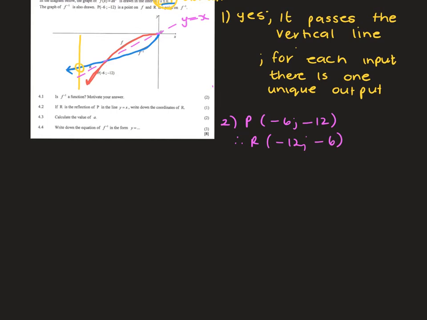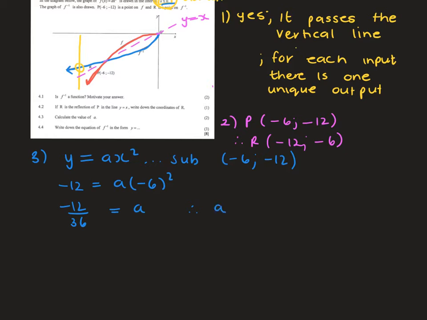Question 3 says calculate the value of a. We were given y is equal to ax squared. You obviously want to sub in a point that's on the parabola. So we're going to sub in that point P, (-6; -12). So -12 will be a times (-6) squared. That will become -12 divided by 36. Therefore a will be equal to -1/3.